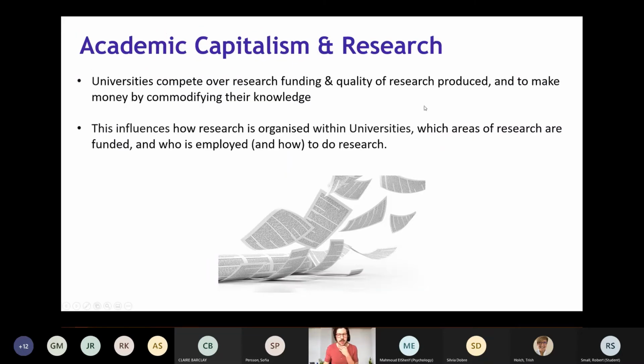So in terms of academic capitalism and research in particular, universities are competing over research funding, and they're competing over the quality of the research that they produce. And they're competing to make money by, if possible, commodifying the knowledge that they develop and the research that they do. This competition influences the way that research is organized within universities, which areas of research are funded, and who is employed and how to do research.